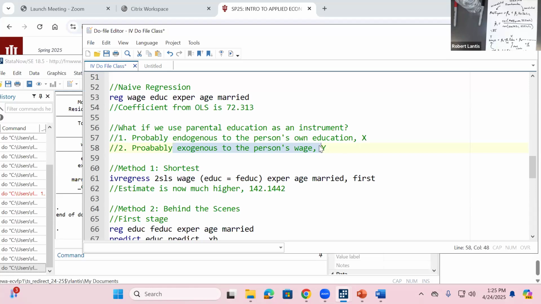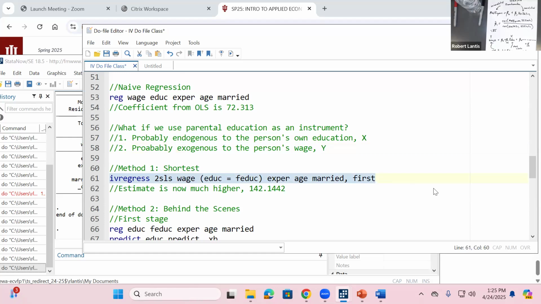I can't think of a story where national or state level policies on how much money people get to go to college should impact wages at all, right? Other than through more people having a higher number of years of education, right? So here we'll use the short way of doing it. I'll just use that ivregress command.